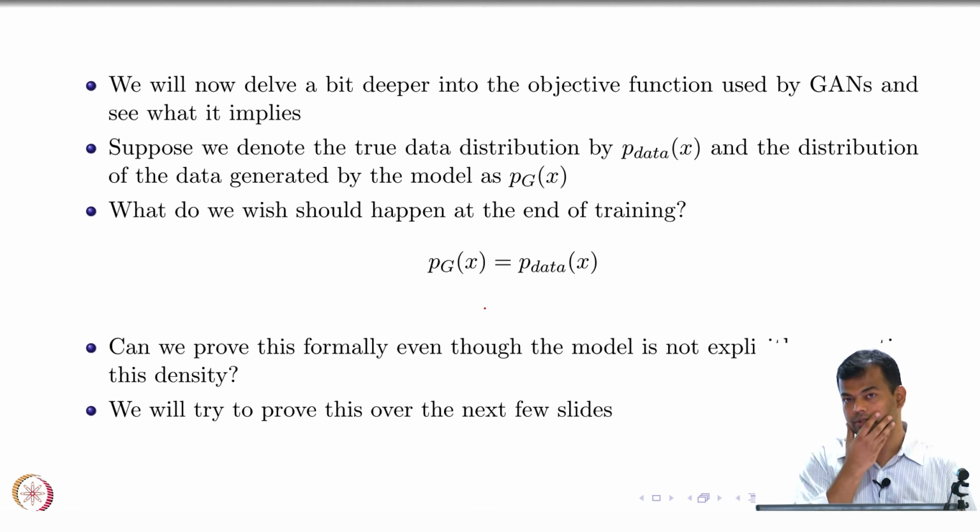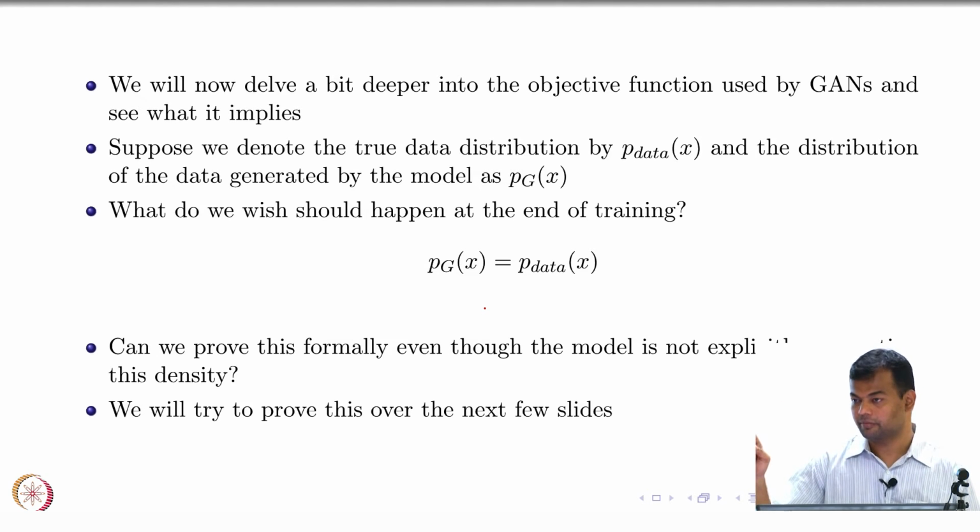So let me state it this way. You want to show that if the discriminator's loss function is at its minimum value, can I guarantee that that can happen only if P_G is equal to P_data? Is that fine? Is that a good statement? Okay, so we'll try to prove that.